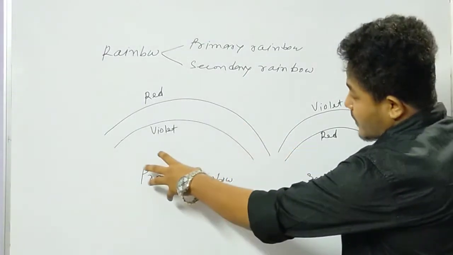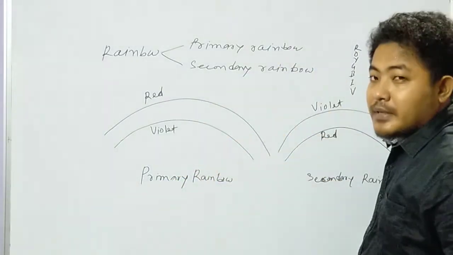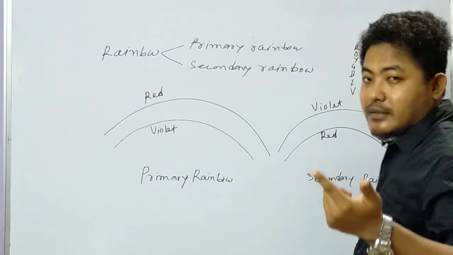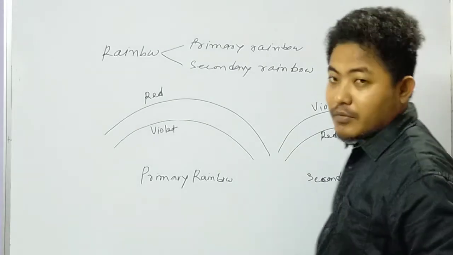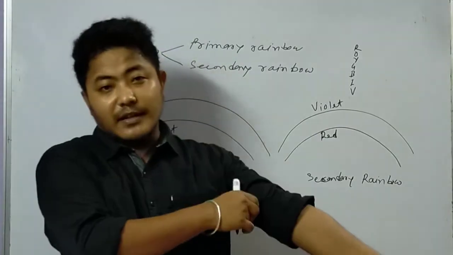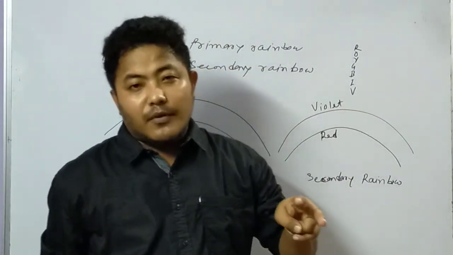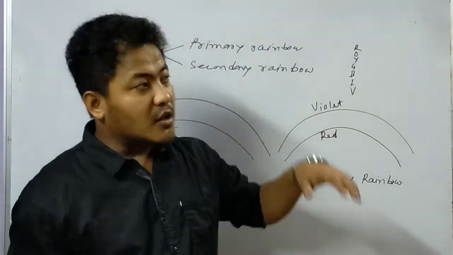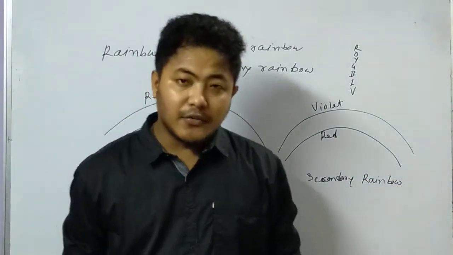Because in case of primary rainbow, when the sunlight falls on a raindrop, it refracts one single time. But in case of a secondary rainbow, there will be multiple reflections and refractions. Not multiple, as you can see, there will be two times of reflection. That means refraction will be twice in case of secondary rainbow.